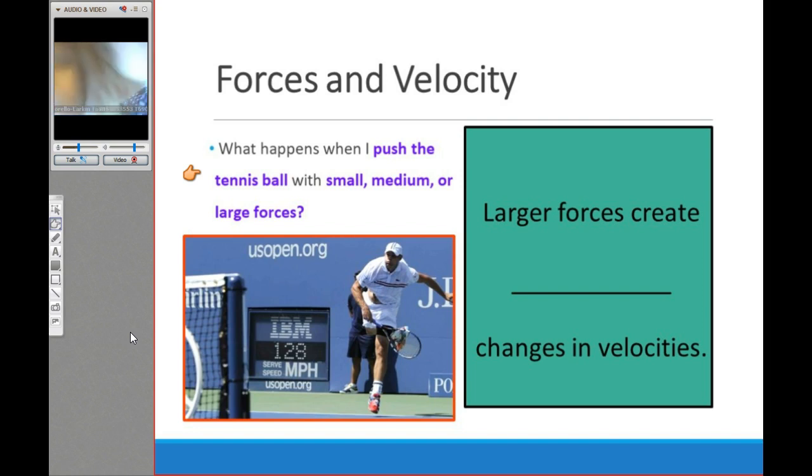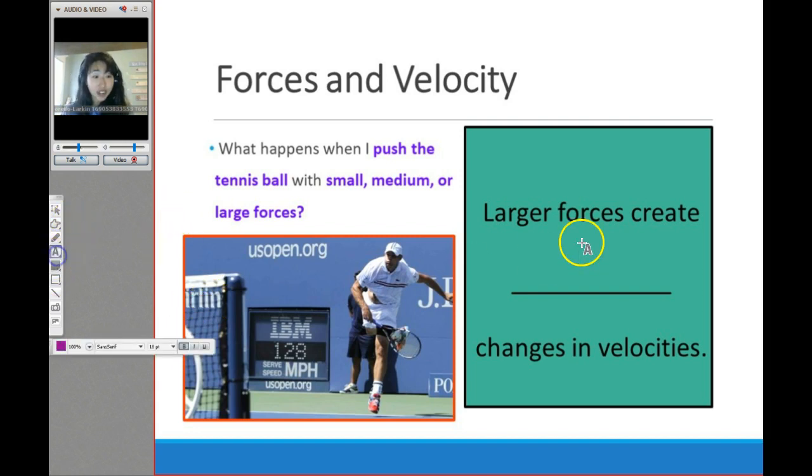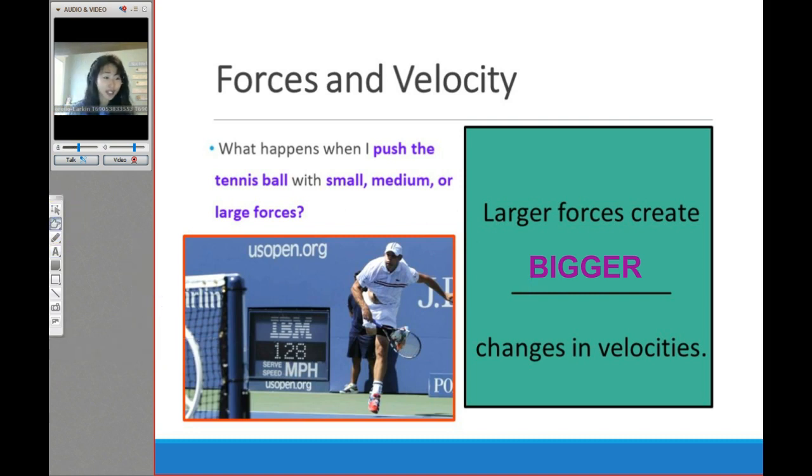So here's what I want you guys to think about. When we have larger forces, do our velocities become faster or slower? Yeah, they become much, much faster. So larger forces create much bigger changes in velocity. Give me a smiley face if that makes sense. Okay, we're going to talk about this in just a moment because this is our next topic, which is acceleration.